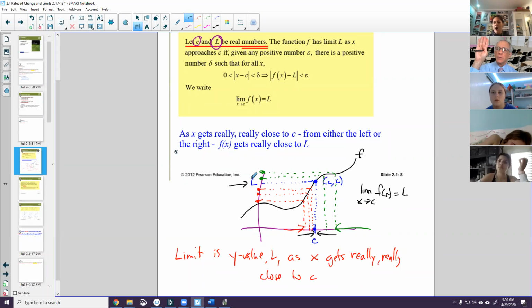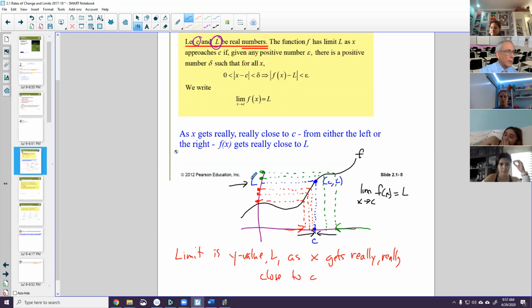Who knows the dimension of a point? How many dimensions does a point have? Two? Who said that? Natalie, you said that? Yeah, I said that. That's exactly right. A point has no dimension, right? So it's kind of a weird concept, but a point has no dimension. I'm that close to c. That brings me that close to L. L is my limit.